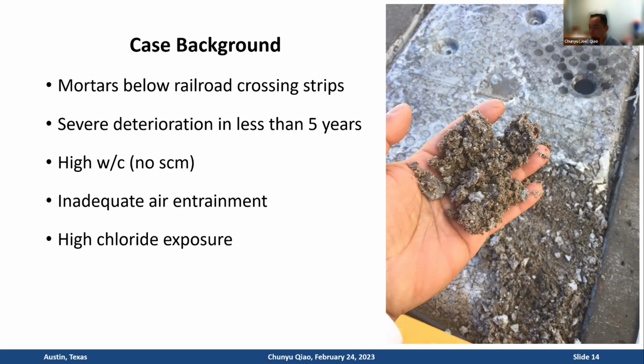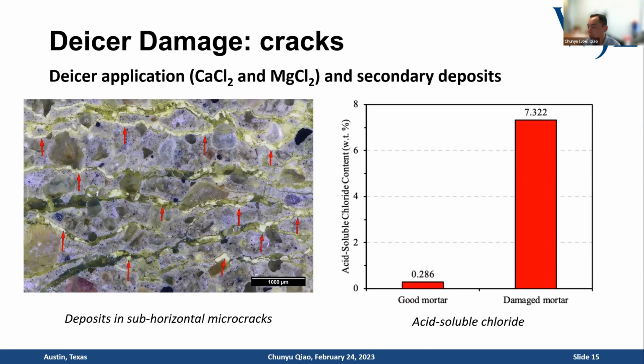I did a petrographic examination on this case and identified the nature. The mortar is not the best for a severe freeze-thaw exposure class. First, this mortar has a very high water-cement ratio. Apparently, there is no SCM, and that's very alarming for a severe freeze-thaw exposure condition. Also, this mortar did not have sufficient air entrainment to fight freeze-thaw related volume change. And it has a lot of chlorides inside, because this is a public facility and they apply a lot of de-icers.